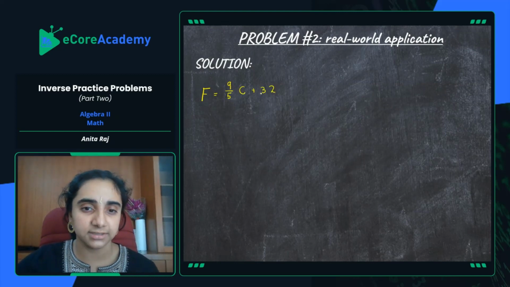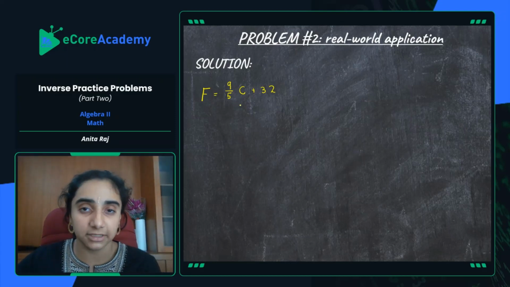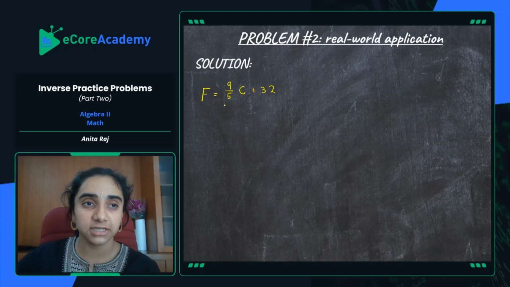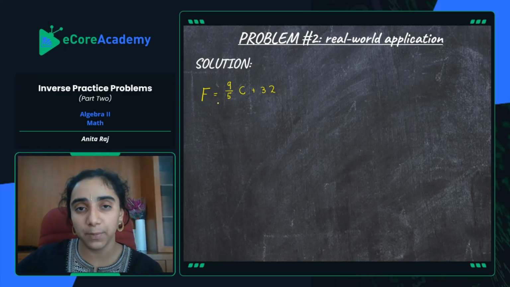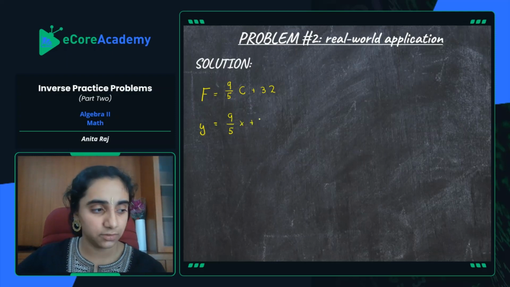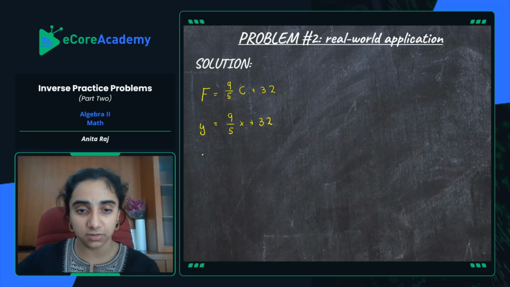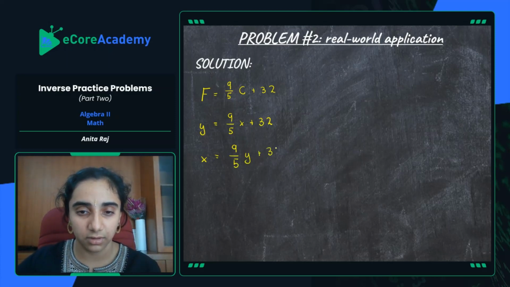And what I want to do next is write this in terms of x and y, as we do. Even if we're given f of x, we always rewrite it in terms of x and y. So in this case, F is going to be our y, and C is going to be our x. Because C, which is Celsius, is what we're inputting, which is x, and F, Fahrenheit, is what we're outputting, which is y. So y is equal to 9/5 x plus 32. So our next step is going to be switching the places of x and y. So I'm going to rewrite this as x is equal to 9/5 y plus 32.